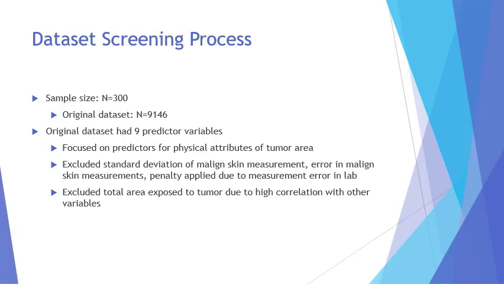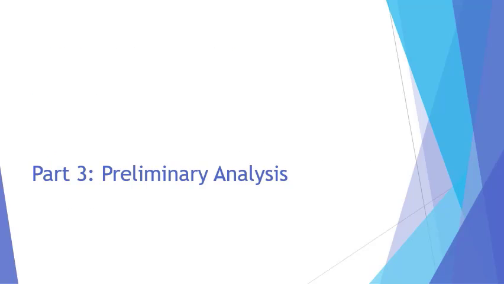The original dataset also had 9 predictors, but I wanted to focus on predictors pertaining to the actual physical attributes of the tumor area. Some predictors seem to be more of calculations based on the physical attributes, which included standard deviation and error in malign skin measurement and penalty applied due to measurement error in lab, so these predictors were excluded. One physical attribute I did not include, though, was total area exposed to tumor due to high correlation with the other variables. Now I will discuss the preliminary analysis of the data and first-order MLR model.